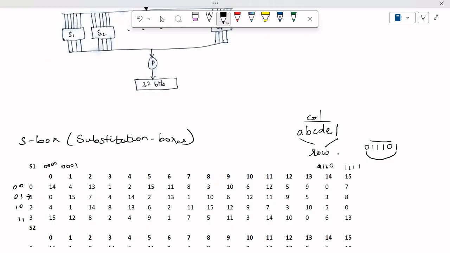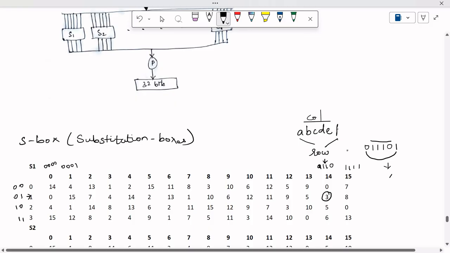And what about the column? This column, right? 1, 1, 1, 0, this column. So what is the value? So this value. So here you can see the output of the S box should be a 4-bit value.